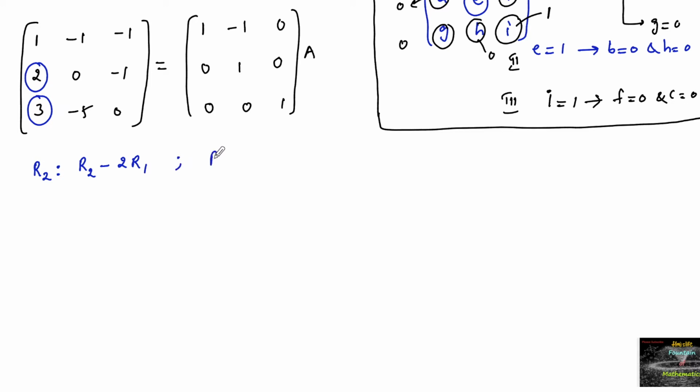And the same way R3 minus 3 times R1. So if you multiply R1 with 3 and subtract, you will be getting 0. So the same transformations you need to apply for the right side also. Okay, now let us see. First row as it is, 1, minus 1, minus 1.